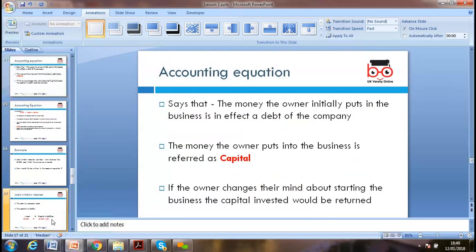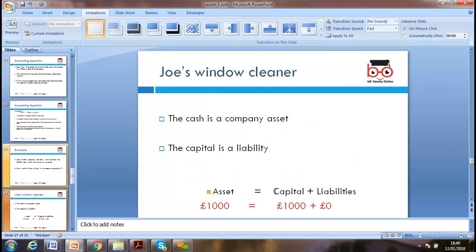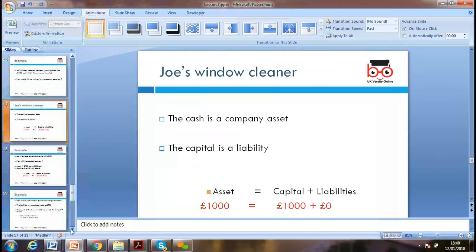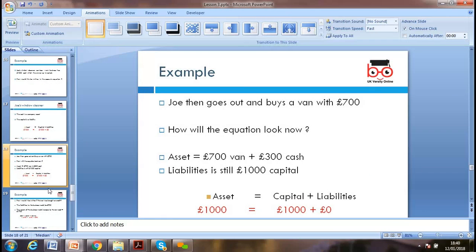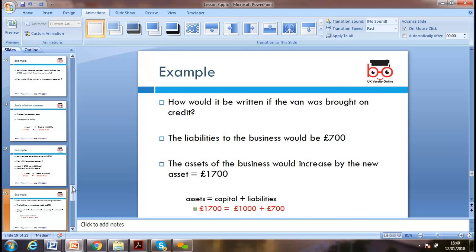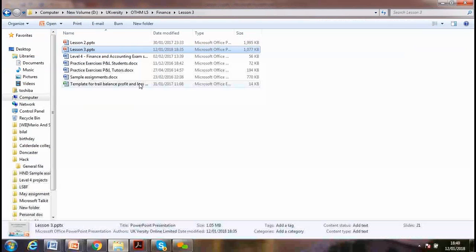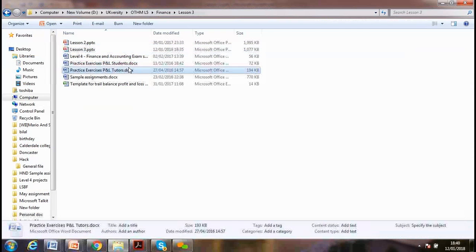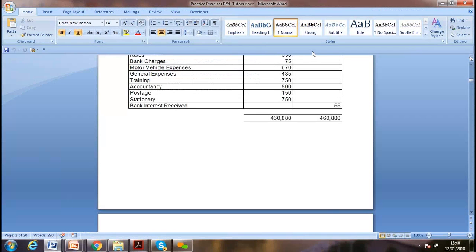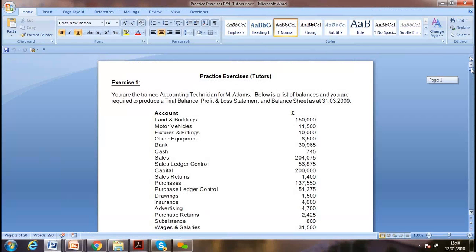And we discussed the accounting equation: assets equal capital plus liabilities. And this we will further go through in today's lesson as well. So in today's lesson I included some activities, which we'll go through today. I already sent you, I think, with the previous lesson as well, which I'll resend you.